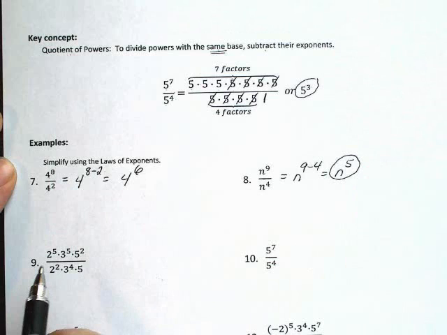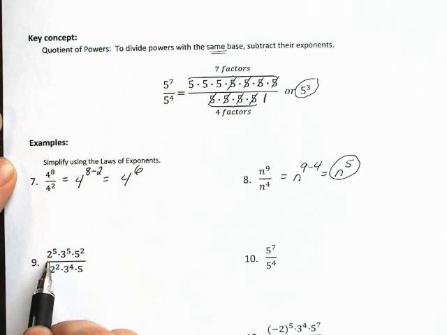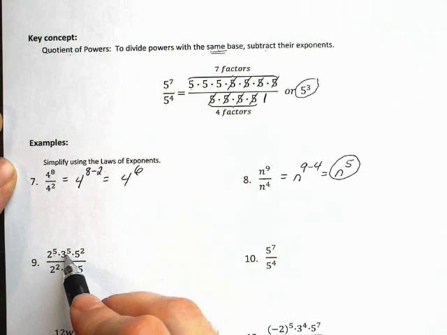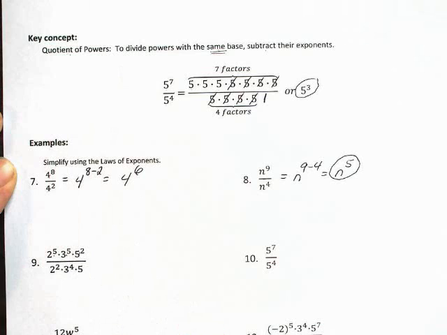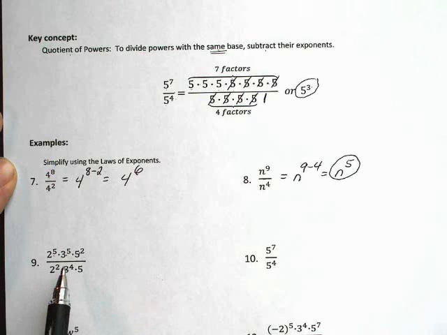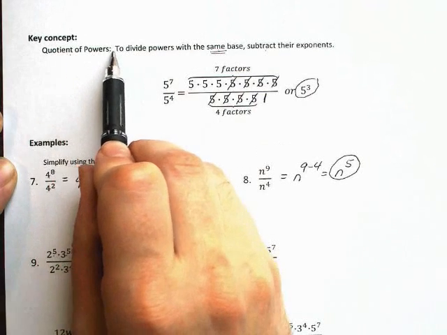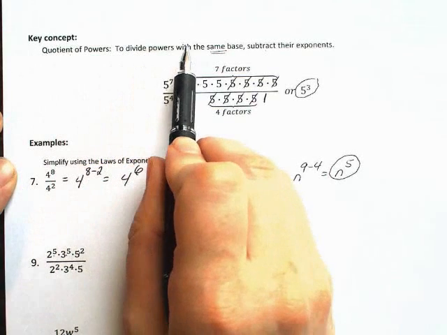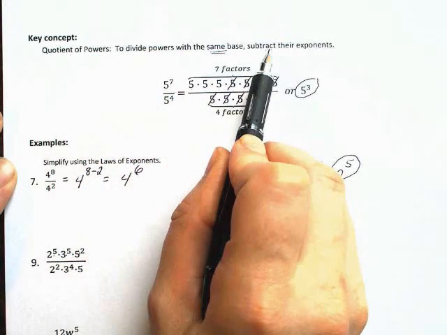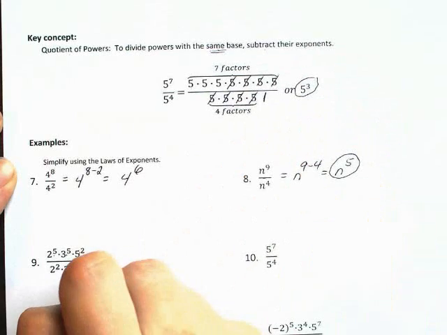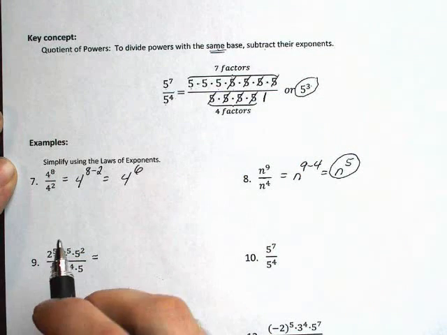Number 9. Here is a more complicated division problem, but it's still about dividing, and the things that are being divided are called powers. So this is about dividing powers, or a quotient of powers. The word quotient refers to division. Okay? So we can do this problem using the quotient of powers law. To divide powers with the same base, subtract the exponents. Let's apply that law. Okay?